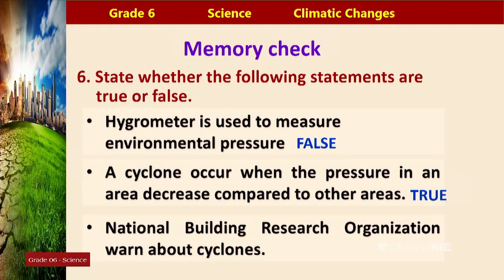National Building Research Organization warned about cyclone. Is it correct, children? No, we said NBRO predicts landslides. Cyclones are predicted by the meteorological department. So, this is a false statement.